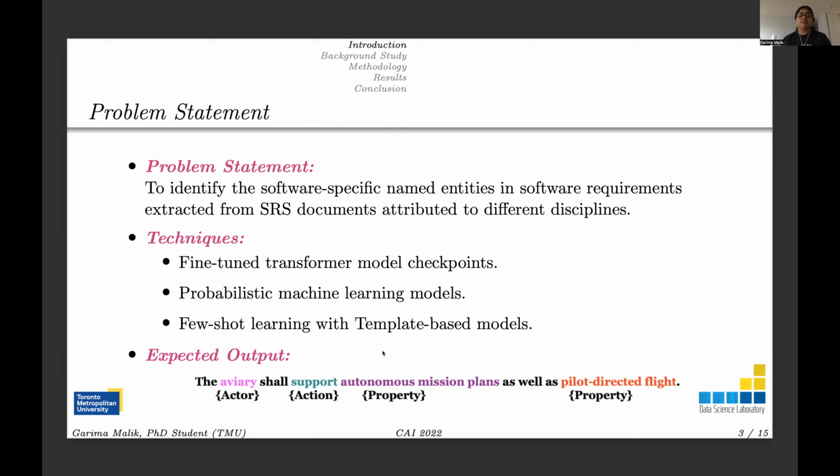In terms of expected output, if you can see, there's a requirement which says the AVRI shall support autonomous mission plans as well as pilot-directed flight. So probably AVRI will be an actor in the requirement, then support will be the action performed in the requirement. Autonomous mission plans and pilot-directed flights are properties describing a particular requirement. This is the expected output from the entity extraction task over requirement specifications.